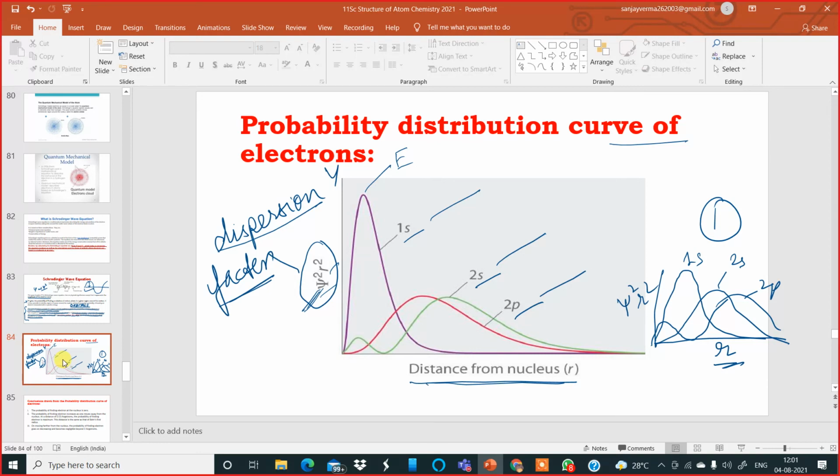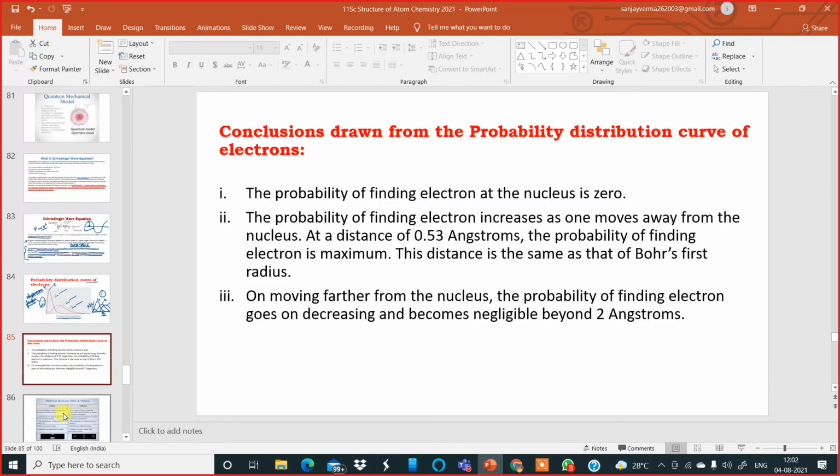Now it is almost time, I think it is already time. So I will conclude this part quickly, and then I'll continue in the next class. Conclusions drawn from the probability distribution curve of the electrons. This is an important conclusion, please do not neglect it.